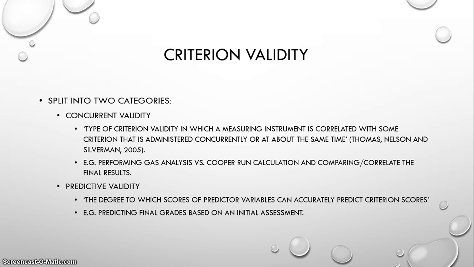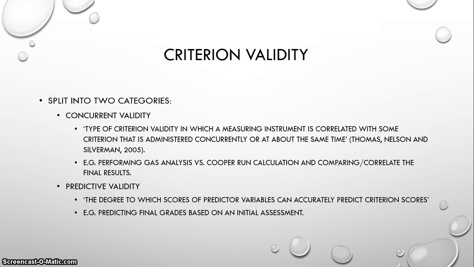Criterion validity then. This is split into two different categories. Okay, we've got concurrent validity, which we've kind of touched on before in another lesson. Okay, its definition is the type of criterion validity in which a measuring instrument is correlated with some criterion that is administered concurrently or about the same time. So one of the examples I've used in lessons is performing gas analysis versus Cooper run calculations, trying to figure out how much oxygen someone uses during exercise, or their VO2 max.